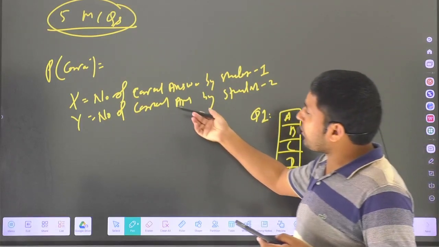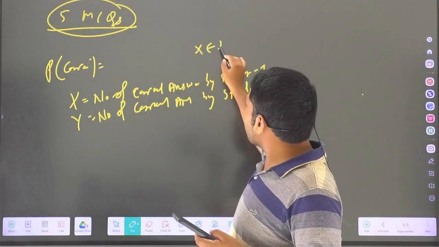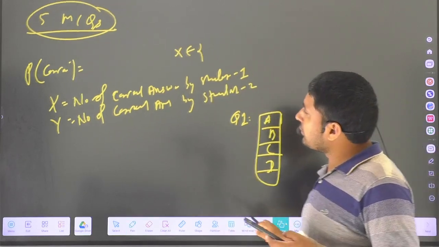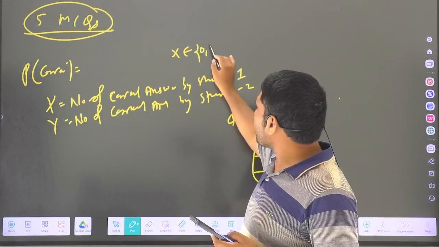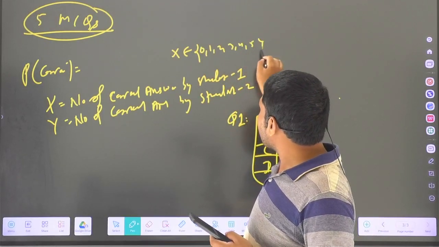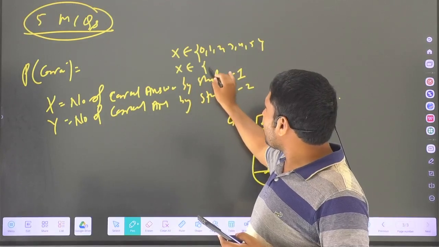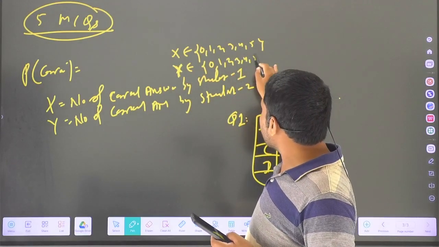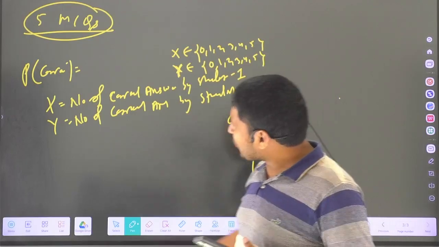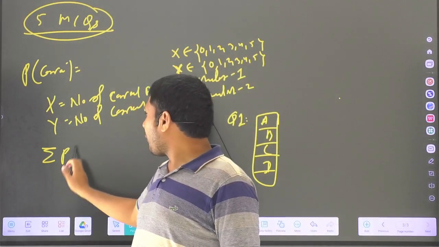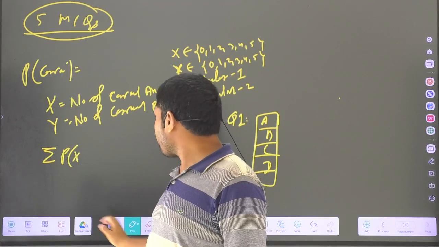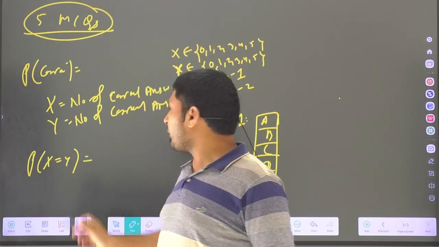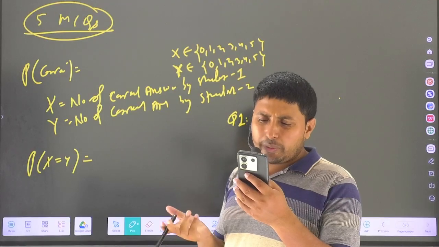So what is the support of x? How many questions can x get correct? From 0 to 5, sir. Yes, 0 to 5, so 0, 1, 2, 3, 4, 5. It seems binomial. So y will also have support 0, 1, 2, 3, 4, 5. They are asking us to find the probability that x is equal to y, and they are 2 different students, so they will be independent of each other.